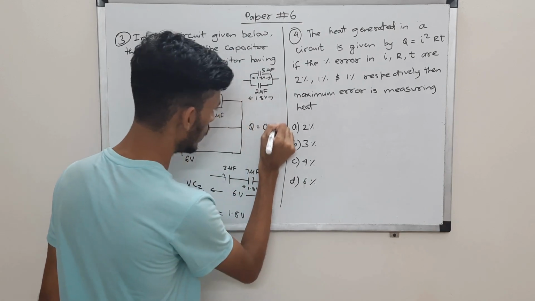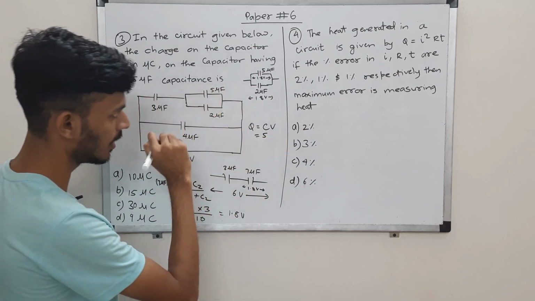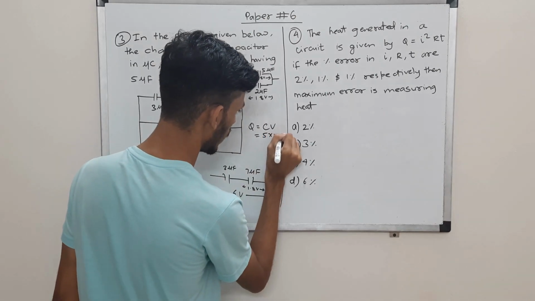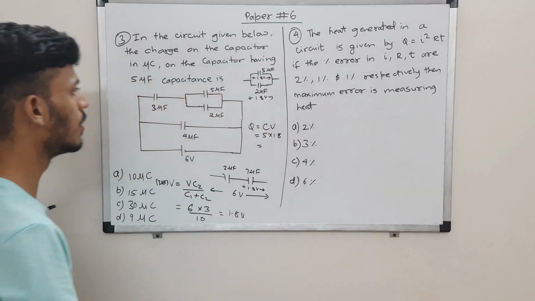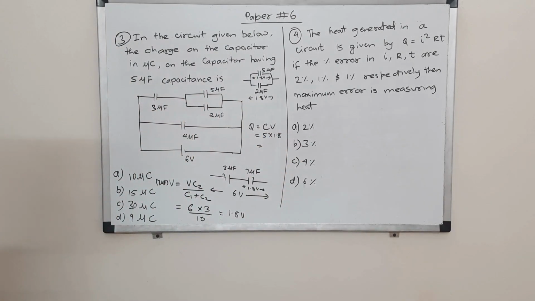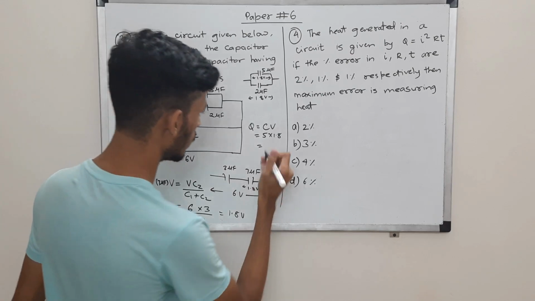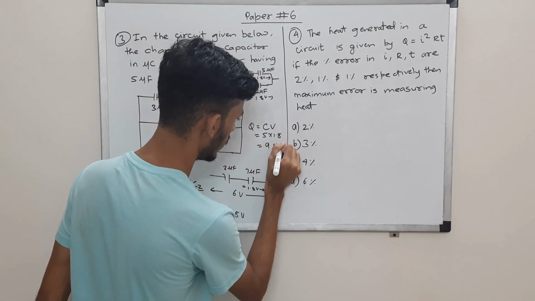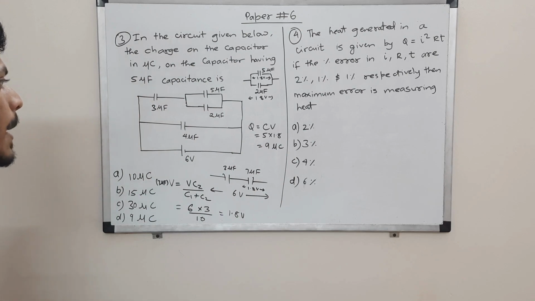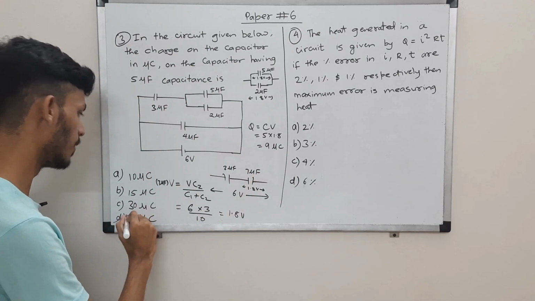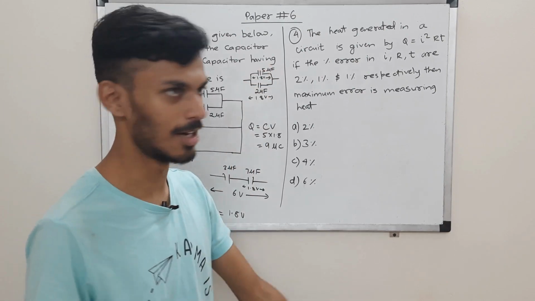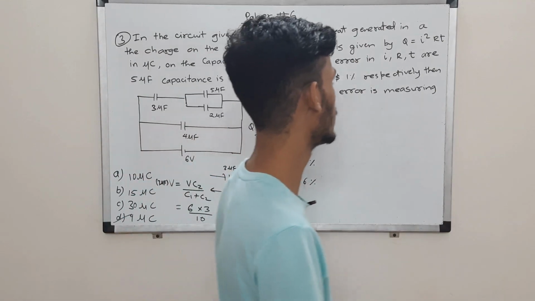Charge will be C into V, that is 5 microfarads into 1.8. So 5 into 1.8, I think that is 9. Yes, 18 fives are 90, right? So 9 microcoulomb, because capacitance is in microfarad. Yes, 9 microcoulomb is the correct choice over here.